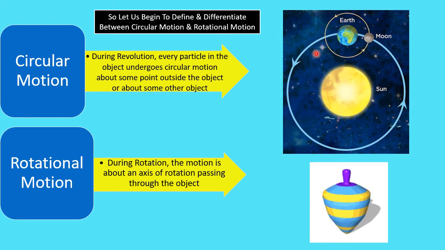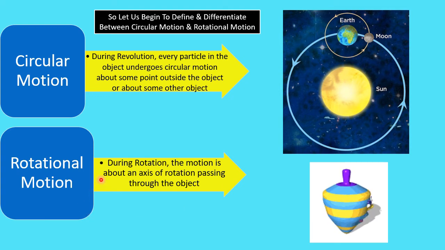During revolution, it means this is Earth and this is revolving around the Earth. During this revolution, every particle on the Earth undergoes circular motion about some point outside the object. So they all are going in a circular motion, every particle on the Earth. This is the point from where it is going. This is the center, let's consider, and this is the fixed distance. About some point outside the object or about some other object. This is the object, and around this it is performing a circular motion.